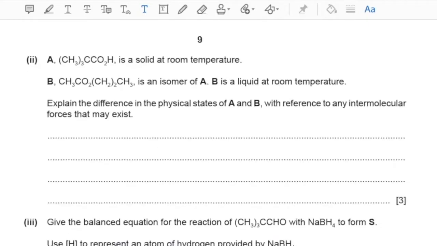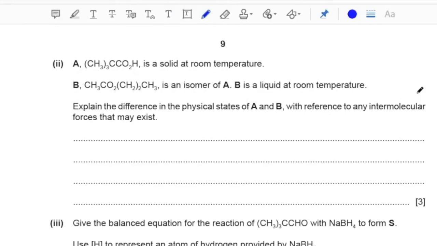Part 2, A, CH3 tri-CCOOH is a solid at room temperature. B, CH3COOCH2 tri-CH3 is an isomer of A. B is a liquid at room temperature. Explain the difference in the physical states of A and B with reference to any intermolecular forces that may exist.